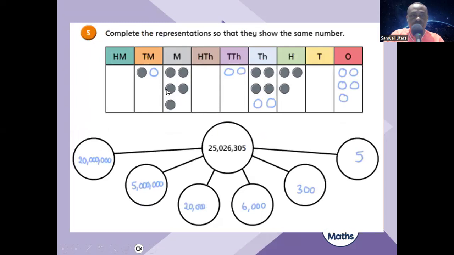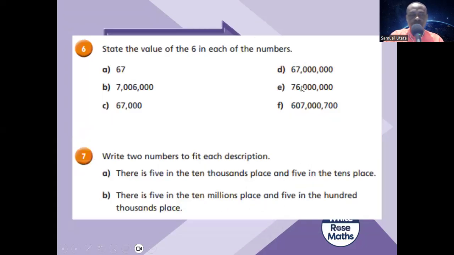So using the counters again, you can split these numbers. You can see it says complete the representation so that they show the same number. That's all you need to do. So here is 25 million. That should be 2, obviously 2 counters. So after completing them, this is what you should get, and you should be able to split the numbers into their components. Here we have it. You'll be able to partition the numbers.